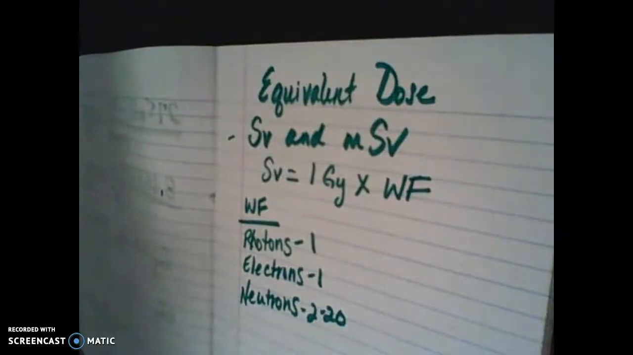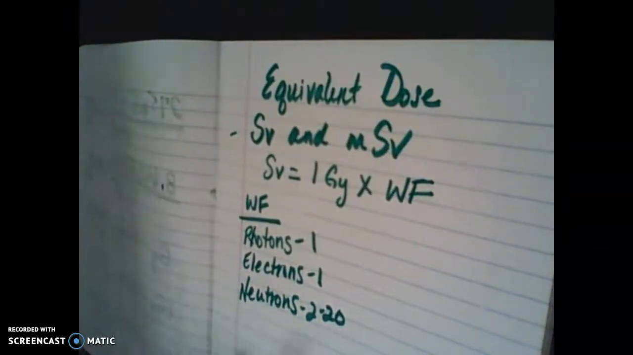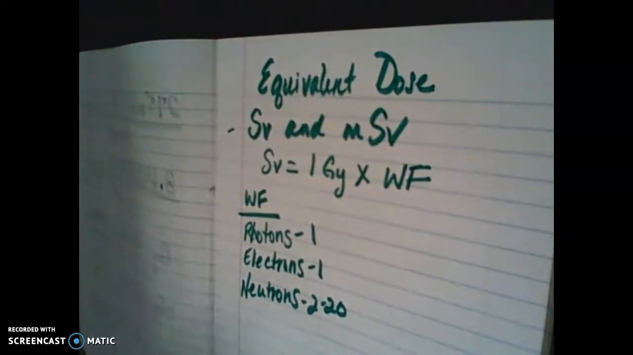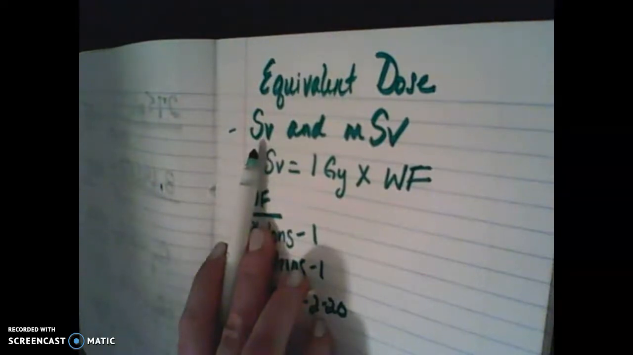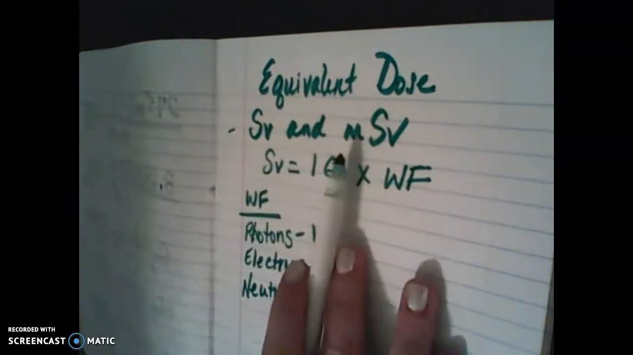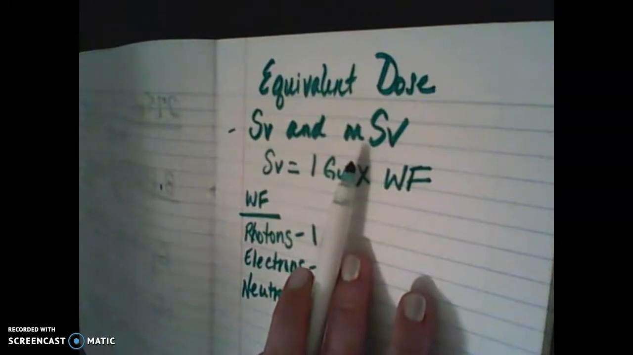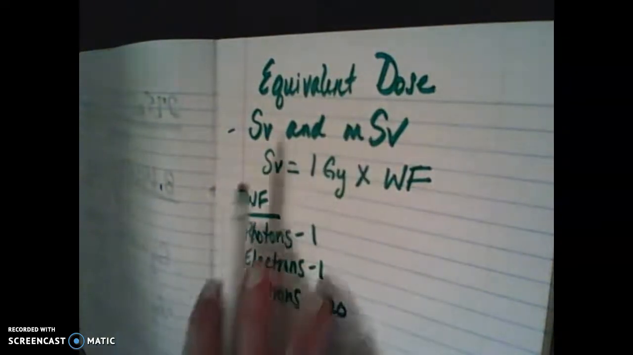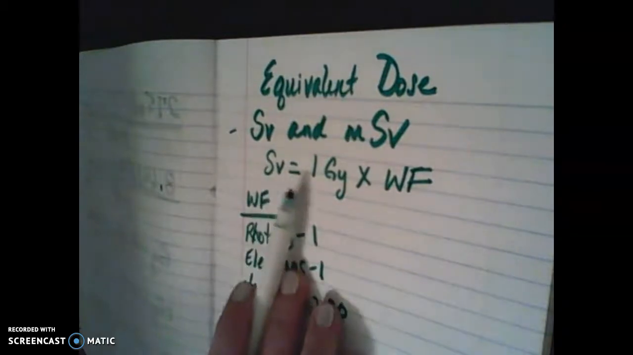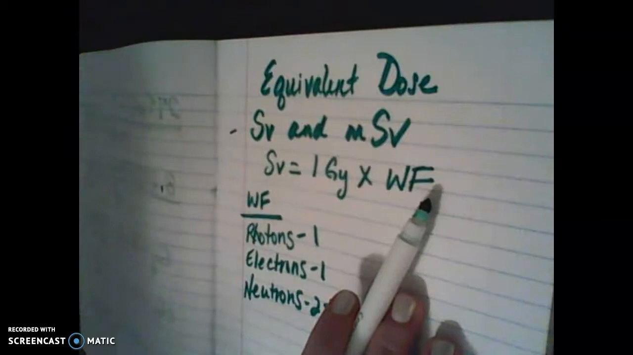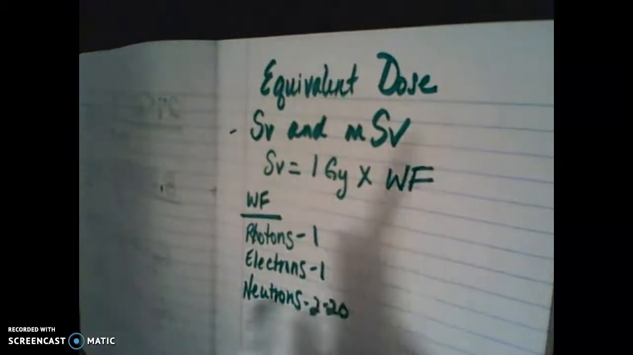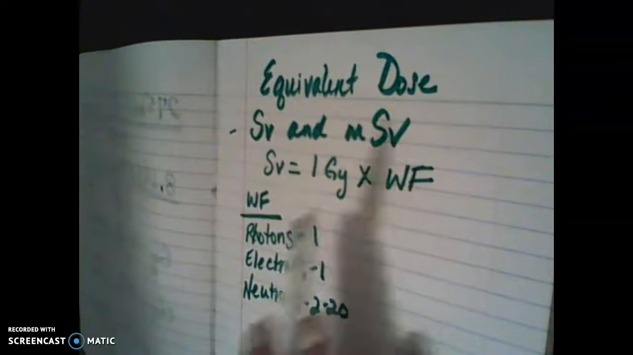Okay, so let's talk about equivalent dose. The unit for equivalent dose is the sievert. That's the base unit, but it's such a small quantity that we're talking about. In order to avoid all those leading zeros, we're going to be discussing it as millisieverts. Okay? So just to refresh, the sievert is equal to 1 gray times the weighting factor of the particle. So whatever is absorbed by the body would be the particle.